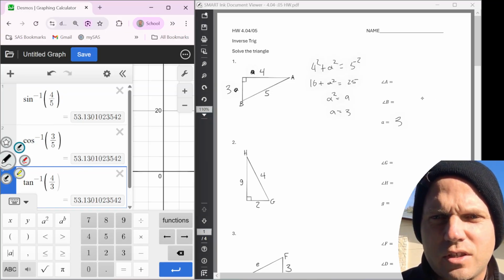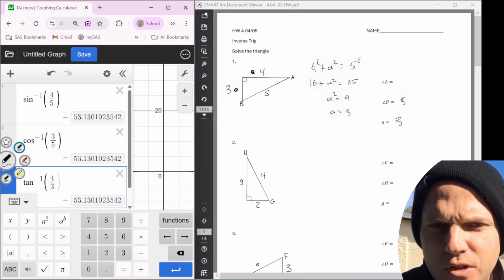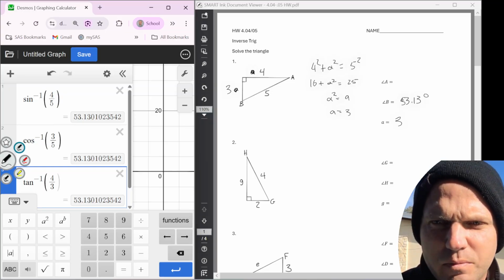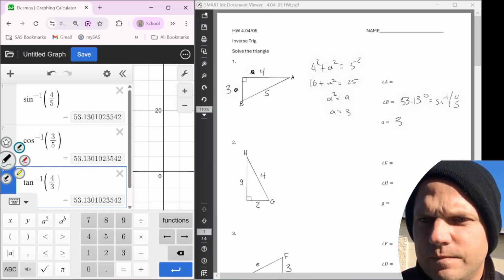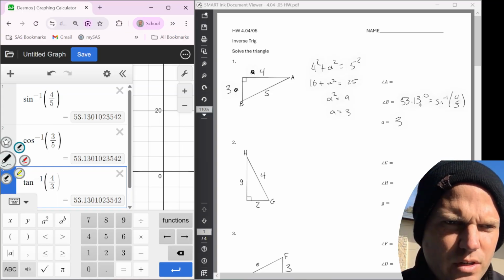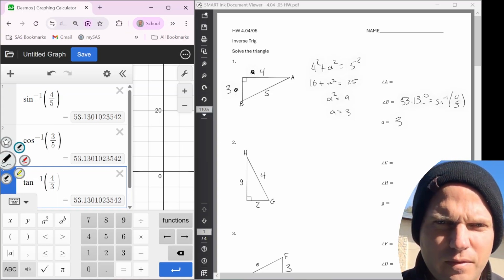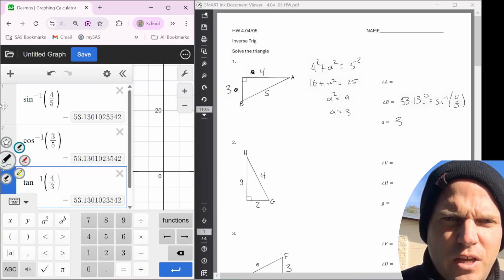So there are so many different options for finding your angle measurements. And I would want you to say that it's the sine inverse of 4/5 or 53.13 degrees, knowing that it goes on forever. And you could do the same thing with A.